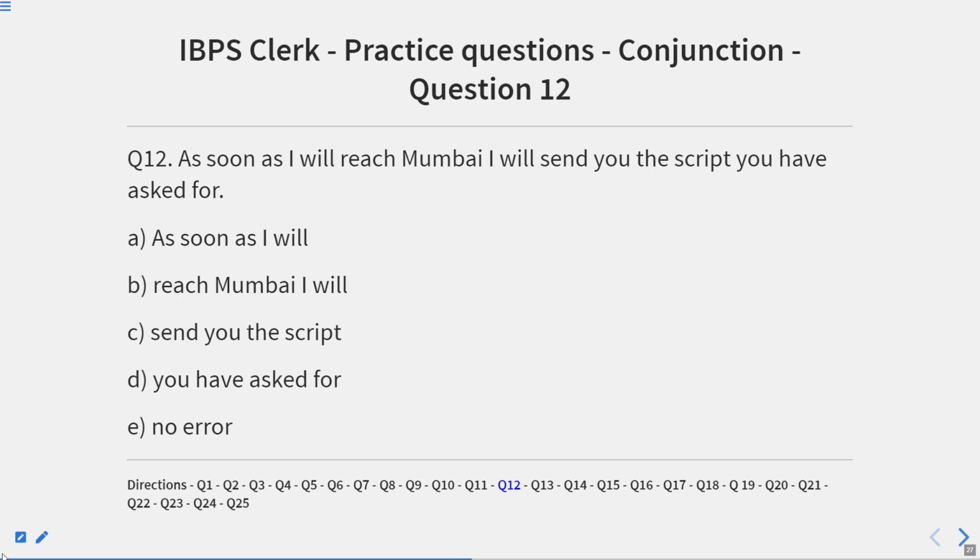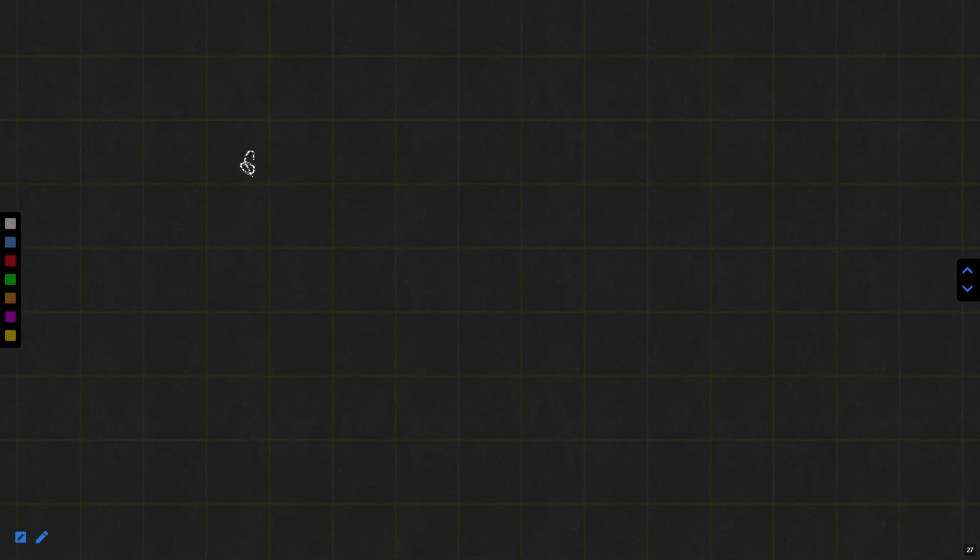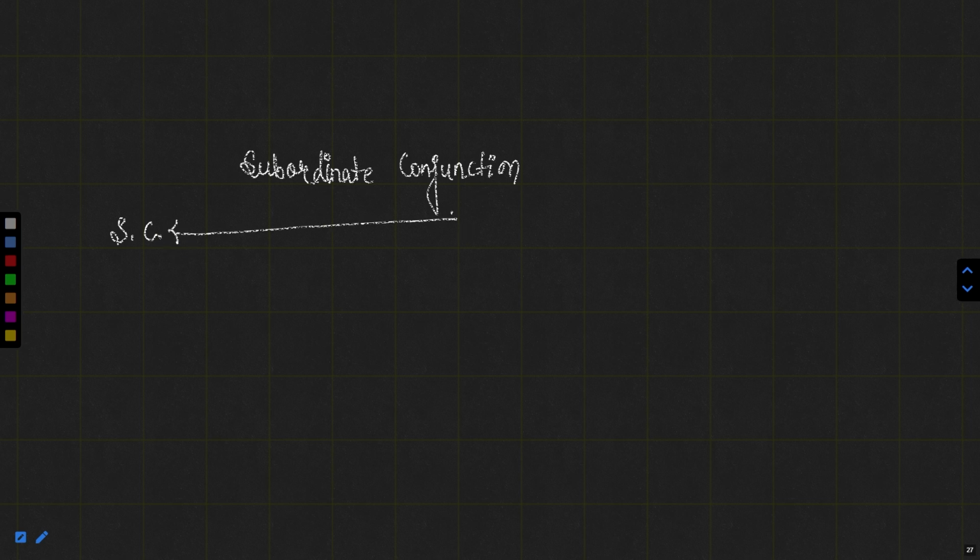Now, let us discuss this. Whenever we have subordinate conjunctions, now what are subordinate conjunctions? You can say single conjunctions. In this type of sentence, one clause depends on another clause. So, there is a subordinate clause, and after that, there is a main clause. So, there are two types of clauses. Subordinate clause means the clause that is just after the subordinate conjunction, or you can say the sentence where the subordinate conjunction is introduced.